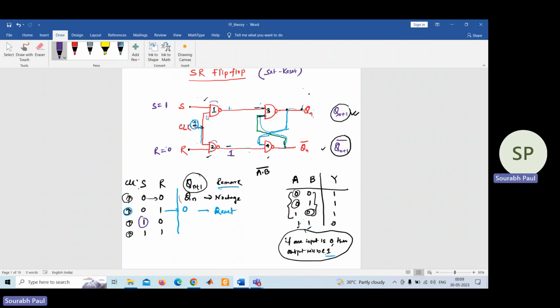Now what about the NAND gate number 1? One of the input is 1. And what about the other input? That is also 1 because clock, I told, by default you need to consider as 1. So 1 and 1 means its output is becoming 0.